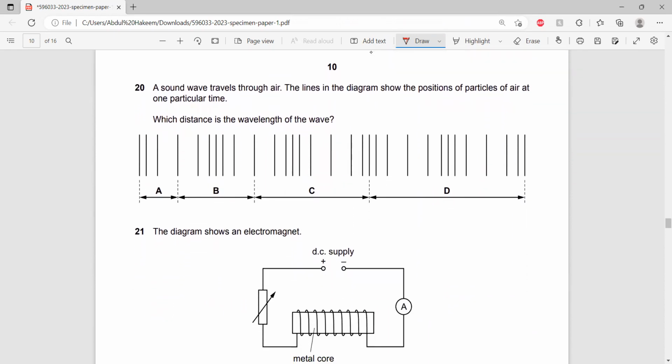And the next, a sound wave travels through air. The line in the diagram shows the position of the particles of air at one particular time. Which distance is the wavelength? So the wavelength is the distance between two consecutive compressions or two consecutive rarefactions. So look at A. No, this is not. This is the center of rarefaction. This is the center of rarefaction. So this distance is equal to lambda. So the answer is B.